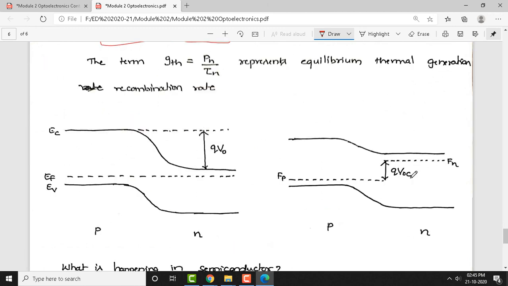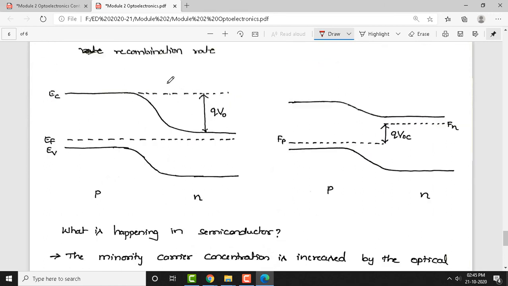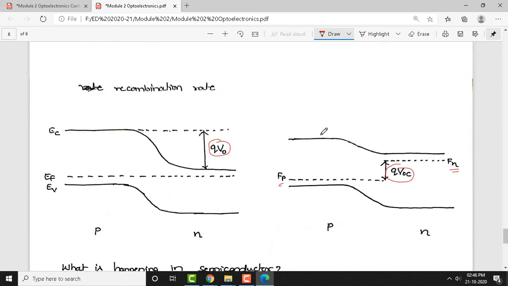This is the energy band diagram for a normal p-n junction under equilibrium condition. There this height tells you the barrier potential. But now look here, in the optoelectronic device, this q times V_OC is the split in the Fermi level, the amount of voltage that splits the Fermi level. Fn stands for the Fermi level on the n side, Fp stands for the Fermi level on the p side. This is the energy band diagram for the optoelectronic device. Any questions so far?